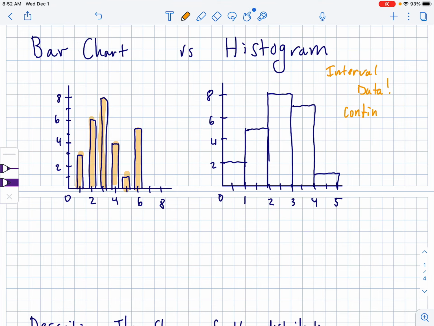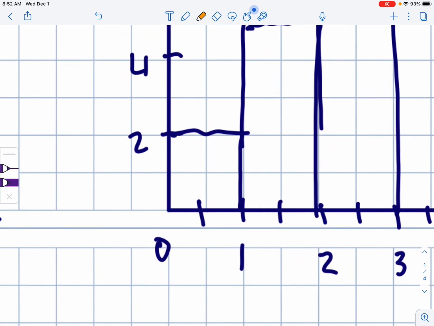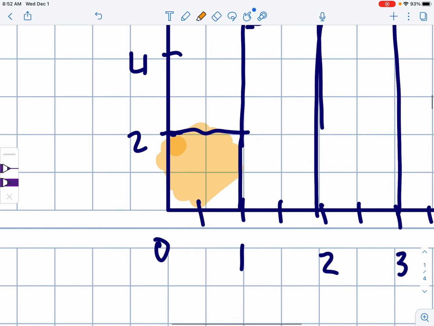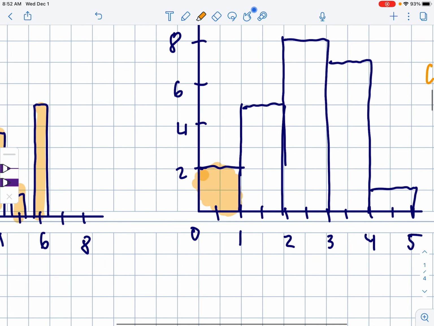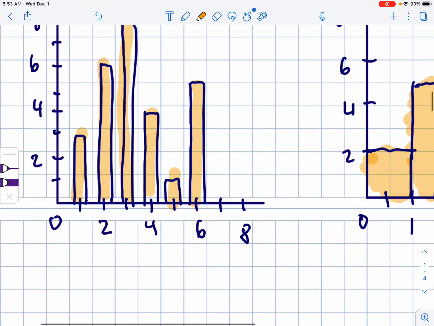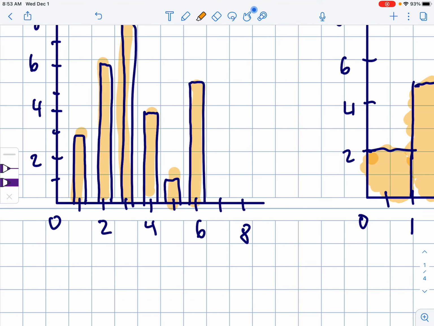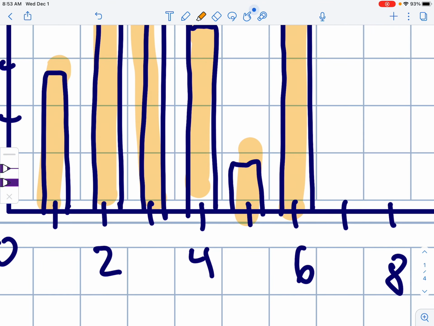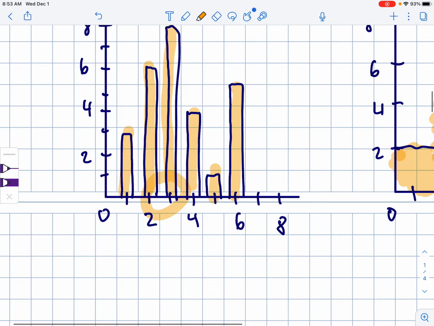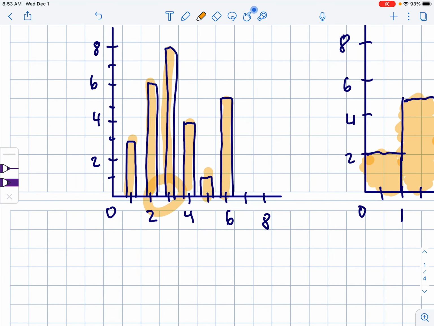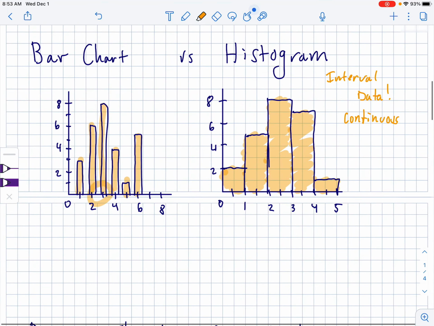Another thing to talk about here is that this histogram is continuous. Notice that there is no space in between these bars. This goes all the way up to the next interval and then goes here. So it's continuous. There's no gaps in it. As opposed to our bar chart, if we were to look at this and ask, how many 2.5s are there? Well, there are no 2.5s. It's only whole numbers. It's 1, 2, 3, 4, 5, 6.